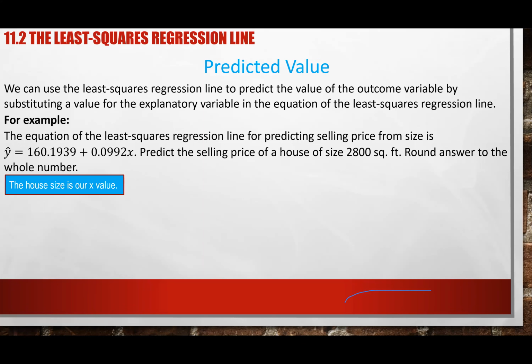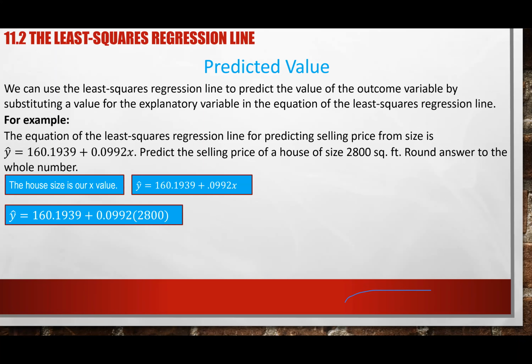Once you have the equation, because the size of the house is my X value, all I need to do is plug that number, the 2,800, into my X. My formula is 160.1939 plus 0.0992x. Remember, your X is your independent variable, and your Y is your dependent variable. We plug in the X, the independent variable, and then we predict the Y.